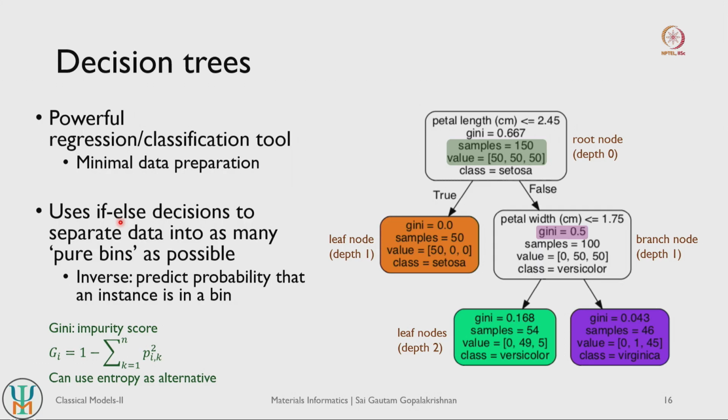So, how do decision trees typically work? They use if-else decisions. If a data point satisfies a certain condition, then it is classified as true or yes, and if it does not satisfy, then it goes through a different box or a different condition. They use these if-else decisions to separate whatever data you feed in into as many pure bins as possible, as many bins where only one type of data actually exists.